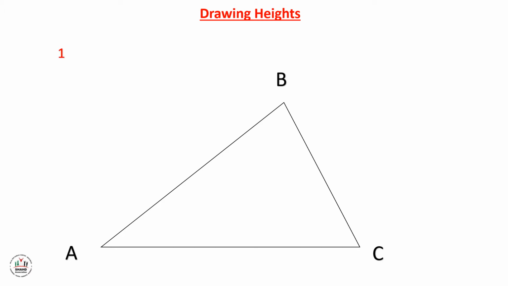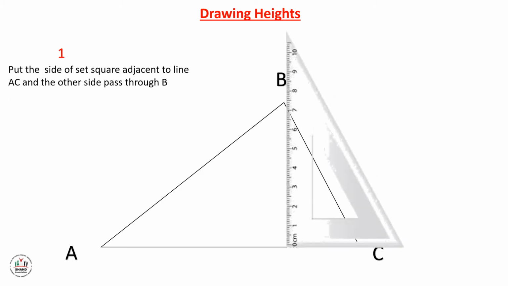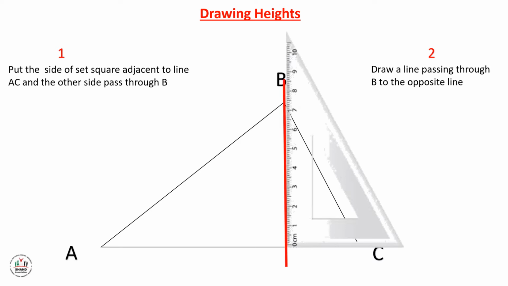The first height, we need to put the side of the set square adjacent to line AC and the other side passing through B. Second step, we need to draw a line passing through B to the opposite side AC. And this is the first height.